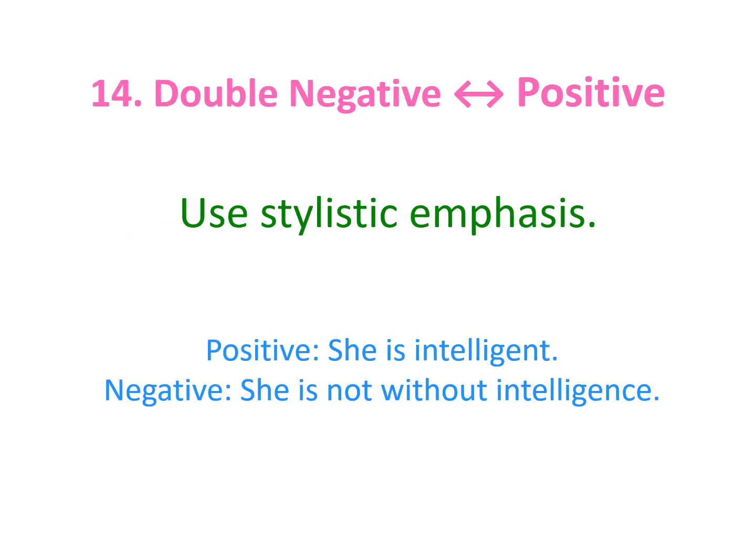Double negatives are used for emphasis, especially in literature. She is not without intelligence is a more forceful way of saying she is intelligent.